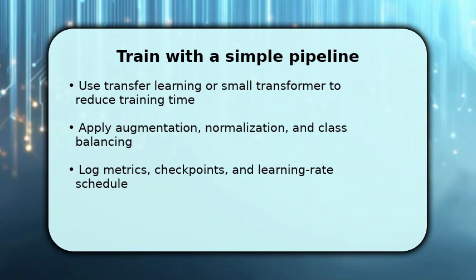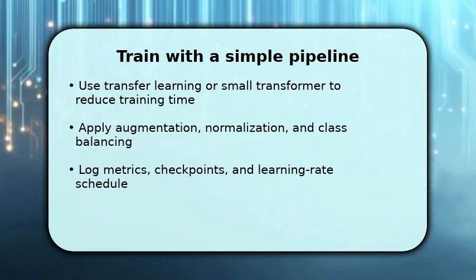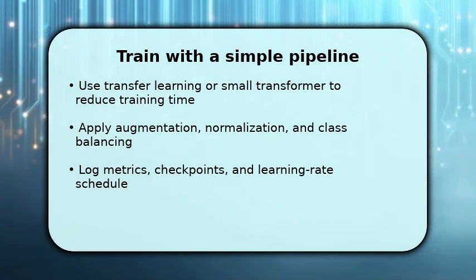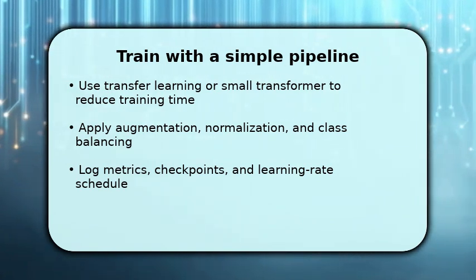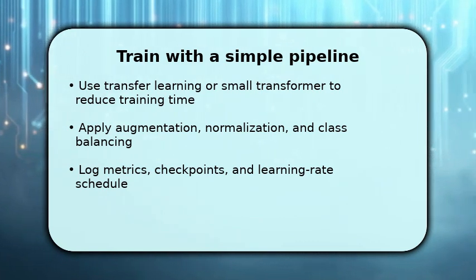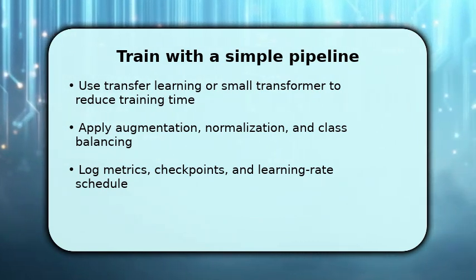Now you build a basic training pipeline and explain how it flows: data loader, augmentation, model, optimizer, and scheduler. Use transfer learning to leverage pre-trained weights. This reduces data needs and speeds convergence. Make sure to monitor validation loss and accuracy.